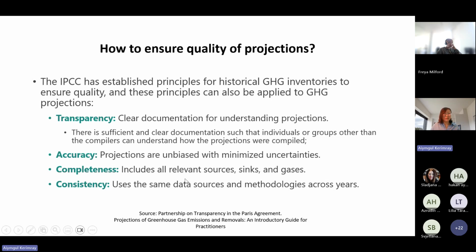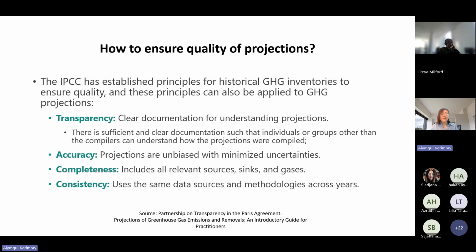So we know that projections should be provided biennially with the Biennial Transparency Reports. So it means that projections should be revised and updated because, of course, the economic situation changes, technology information might change. We know that the costing of technologies changes. There are new technologies that are evolving and becoming available. That's why it's not that you develop projections and then they can be used for many years. Then you need to update those projections.